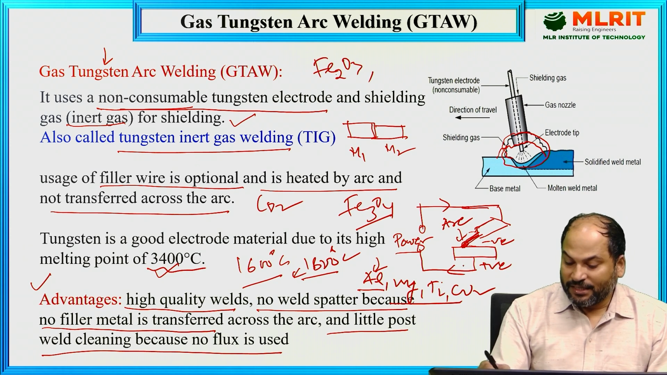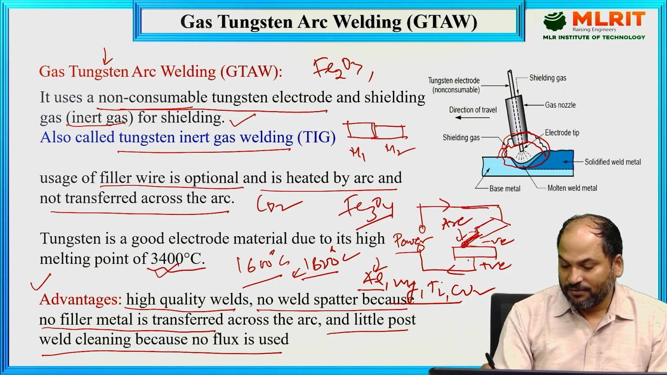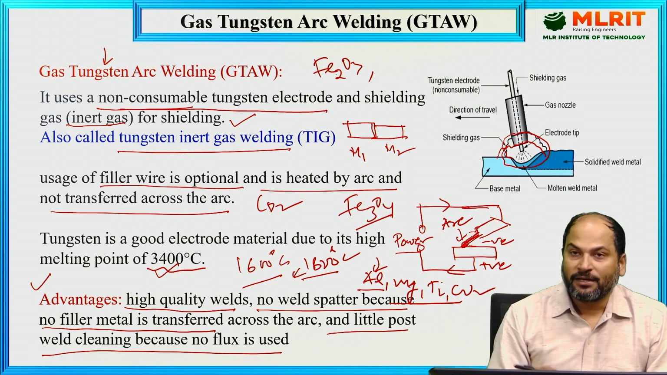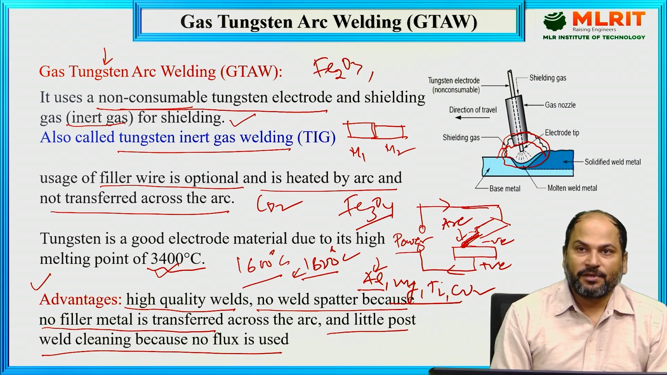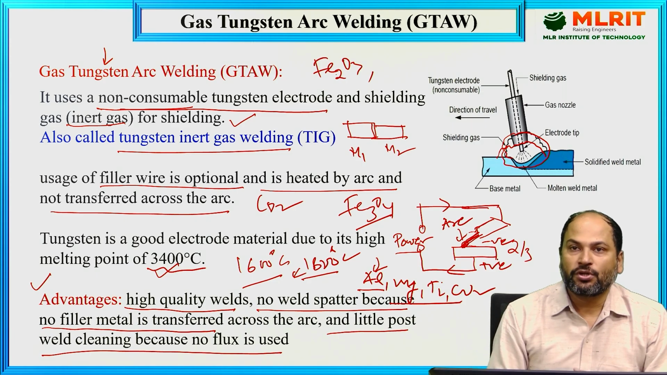But what if we are using this process with the workpiece at positive and the electrode at negative terminal? This is known as direct polarity. So what will happen at the workpiece? Heat input will be high. Generally, it comes out to two-thirds of the total heat generated by the arc.